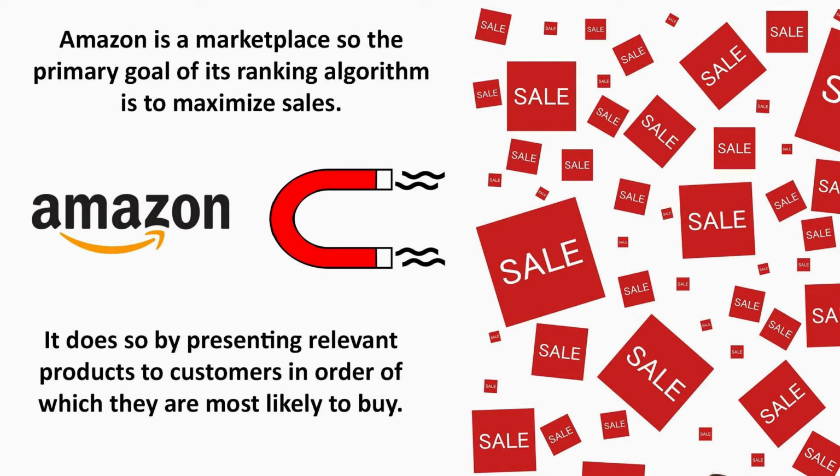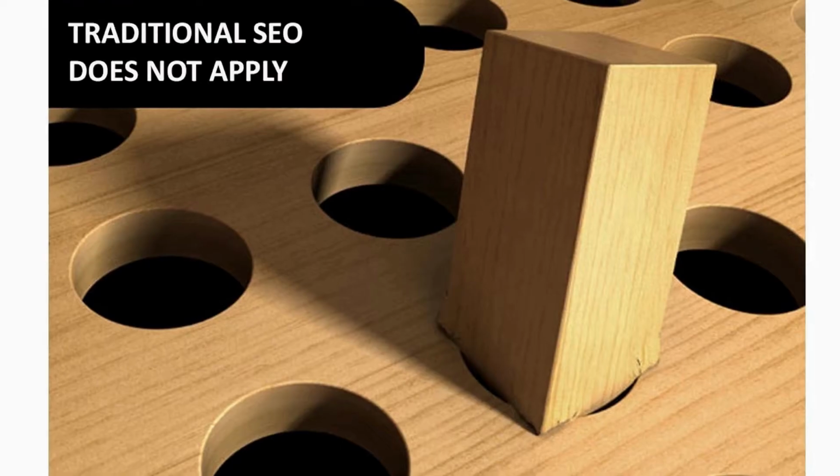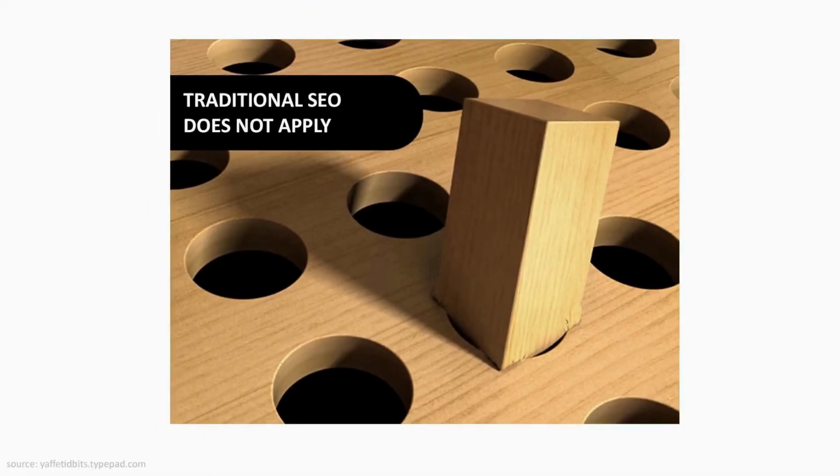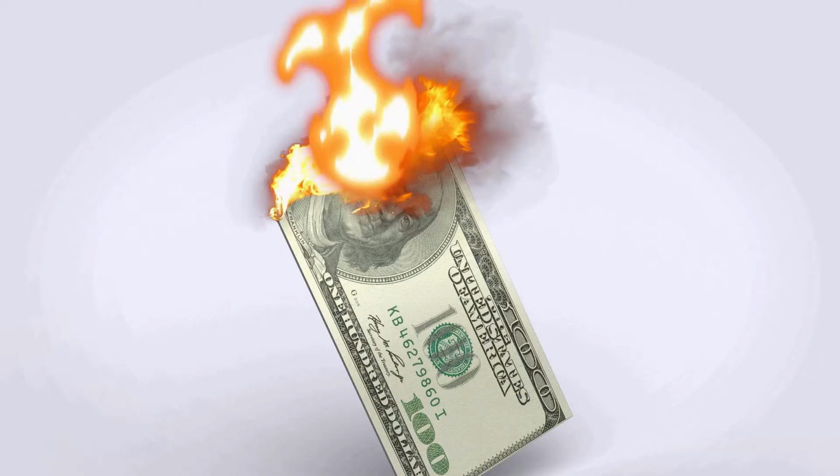Amazon is a marketplace, so the primary goal of its search engine is to maximize sales through presenting relevant products to customers. Even if you are familiar with traditional SEO strategies and tactics, you will need to learn how Amazon's search engine operates to properly optimize your listing. Otherwise, you may unknowingly commit common SEO mistakes which kill your sales.